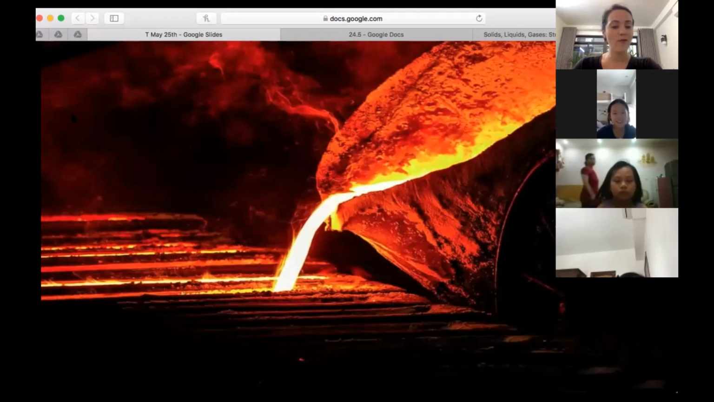Exactly. They want metal rods. They want metal that is this shape. So they melt it and then they pour it in this shape. So that is how you can change the shape of metal. You have to melt it and then put it in a mold.